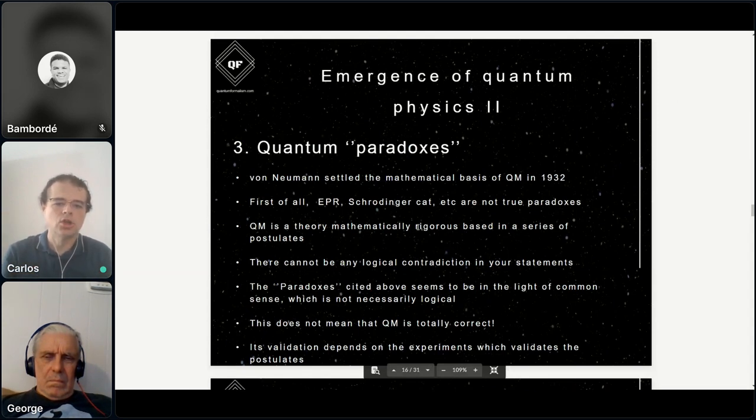So this doesn't mean, and it's important, that quantum mechanics is totally correct. It can be that something is missing in the theory. But the validation depends on the experiments. In the end of the day, it is the experiments that validate the postulates. Until today, we have no experiment that violates these postulates or the consequences of these postulates. So until today, we know that this mathematical structure is valid from the quantum mechanical point of view.